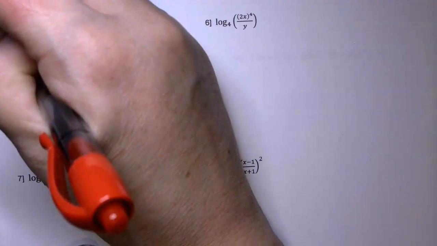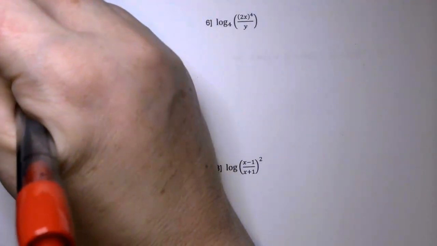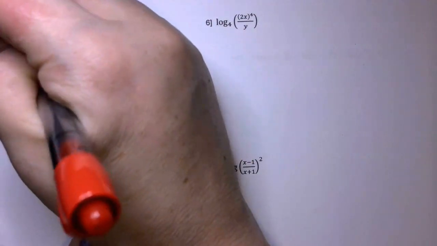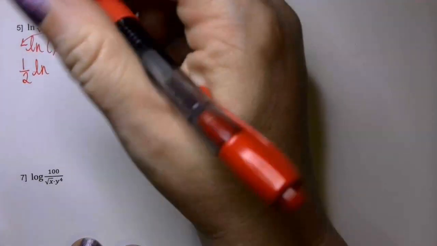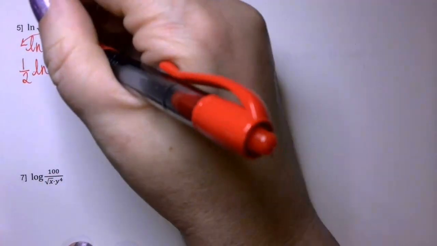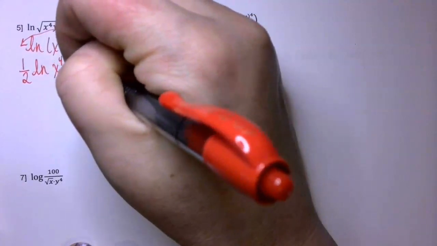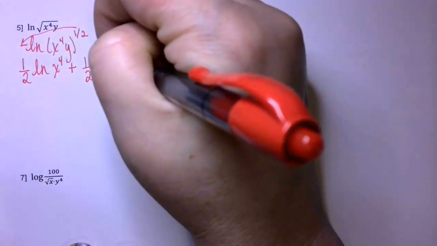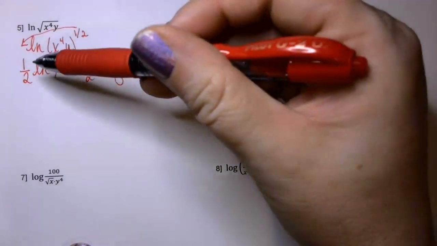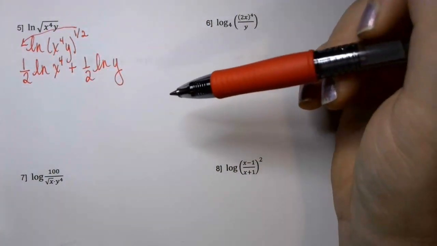Then we can use the power property to pull that exponent to the front as a coefficient, and we'll have 1/2 times the natural log, and then the product property will break apart this product of x to the fourth and y. So 1/2 natural log of x to the fourth plus 1/2 natural log of y.